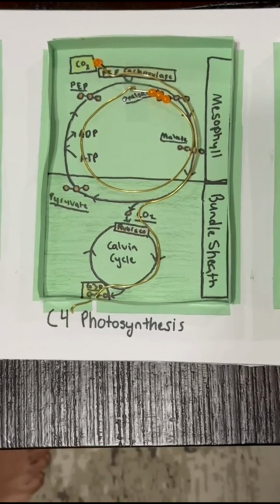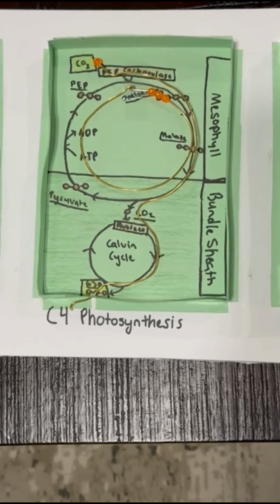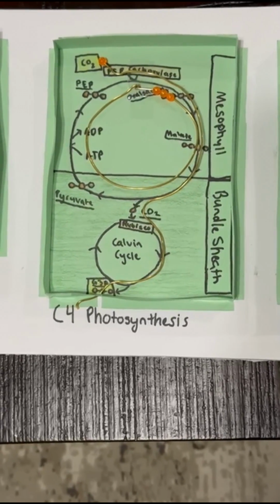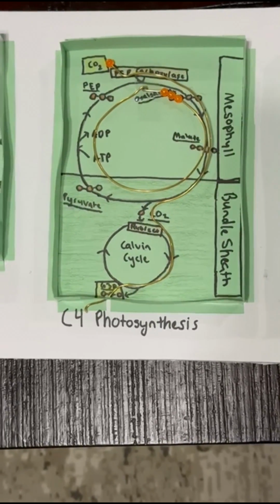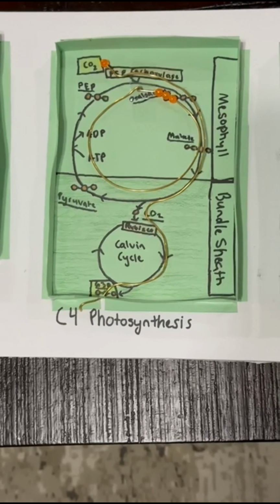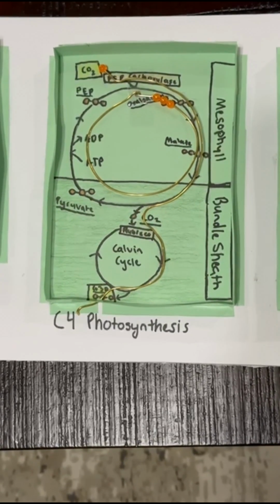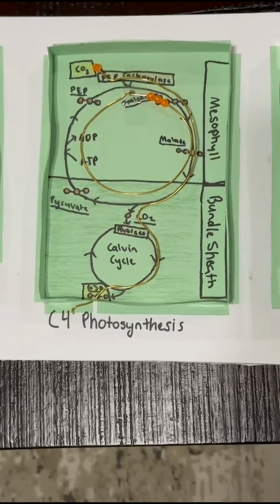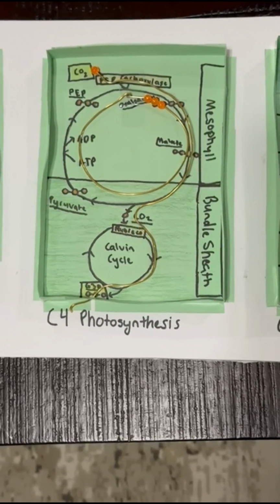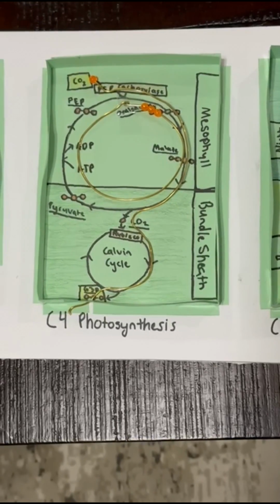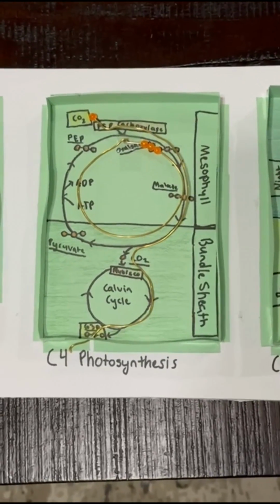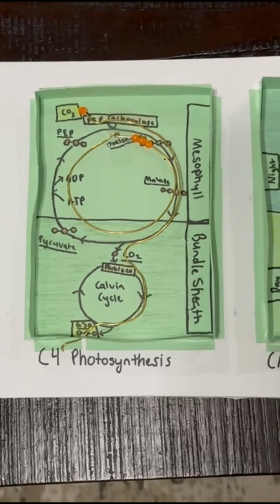C4 photosynthesis is a version of photosynthesis where the plant has adapted to prevent photorespiration. Photorespiration is when RuBP reacts with oxygen and G3P is not produced, which is bad for the plant. It accomplishes this by fixing carbon beforehand and not during the Calvin cycle by Rubisco. So this prevents Rubisco from accidentally fixing oxygen to RuBP.